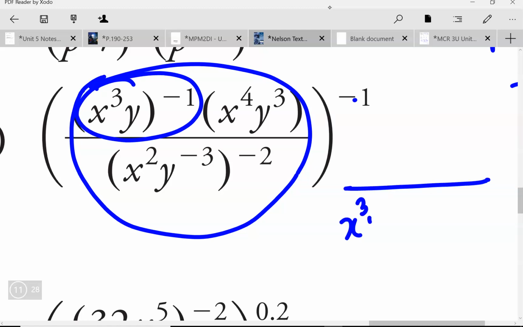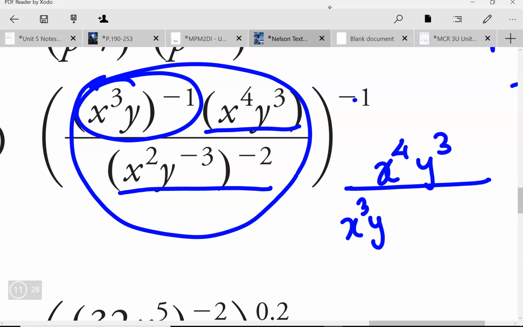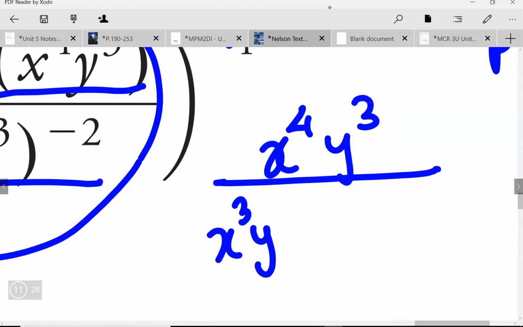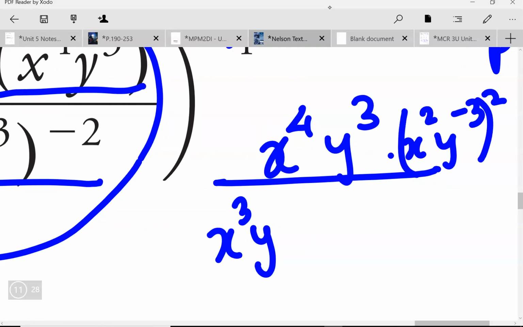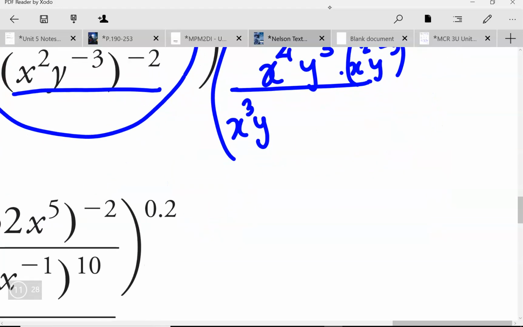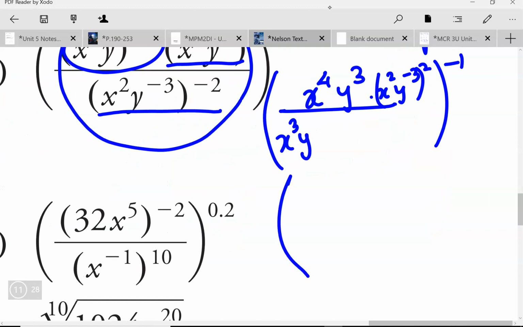So x cubed y, now the power is positive 1, so I'm just going to ignore that. In the numerator, I'm going to keep x4 y cubed. Also in the denominator was this, but I'm actually going to move this to the numerator and make it a positive power. So this was x squared y to the negative 3 to the power of positive 2 now. And of course, all of this still has a negative 1. So let's simplify this a bit more. x4 y to the negative 3.